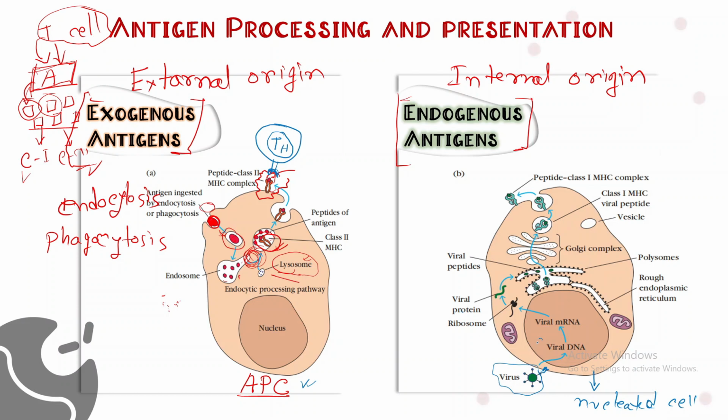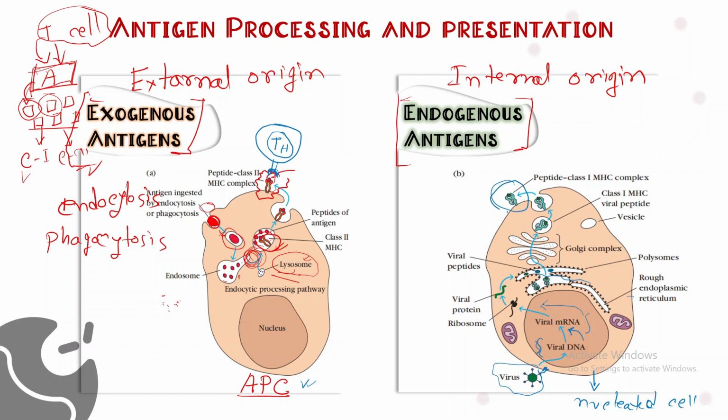So now let's see the process. This virus inserted its DNA into the nucleated cell. This DNA will go through the transcription process and make RNA. This RNA then goes through the translation process and produces protein. Now this protein is degraded into small peptides, and this degradation happens in the endoplasmic reticulum. So remember, this viral protein is degraded in the endoplasmic reticulum, where the peptides bind to the class 1 MHC molecule. Then this goes through the Golgi complex. The Golgi complex forms a vesicle, and this vesicle then goes to the surface of the cell.